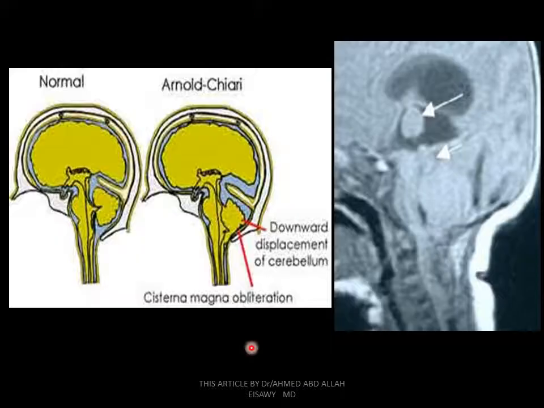Arnold Chiari. As you see, this is normal: this is the cerebellum and tonsils. This is Arnold Chiari, downward displacement of the cerebellum. These herniations are causing cisterna magna obliteration. As we see, these are sagittal T1 images of the brain.